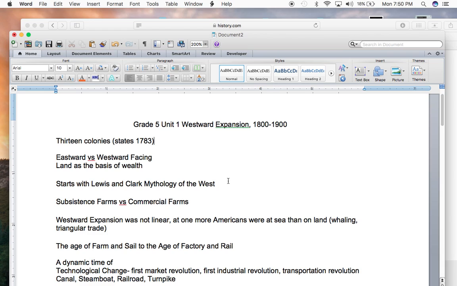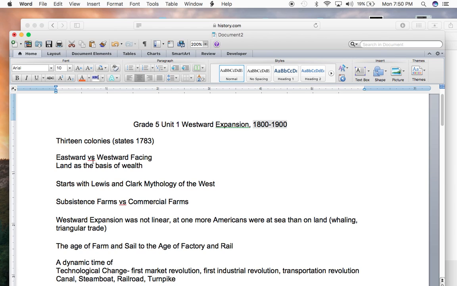Westward expansion is a really fascinating topic that is very, very broad and surprisingly complex. The period that we're going to be taking a look at in 5th grade is from 1800 to 1900, and that's not really the entire story of westward expansion, but that's fine. It's certainly more than enough.